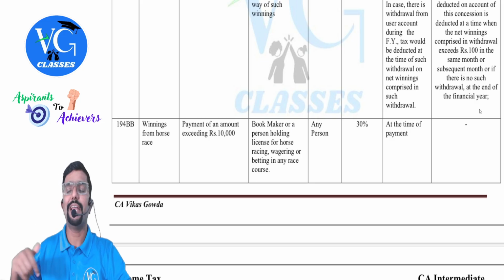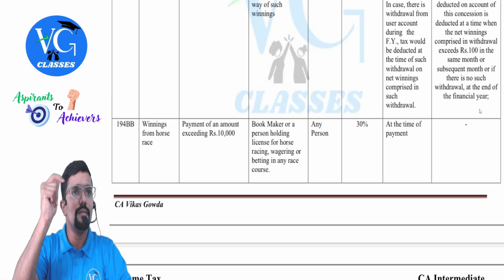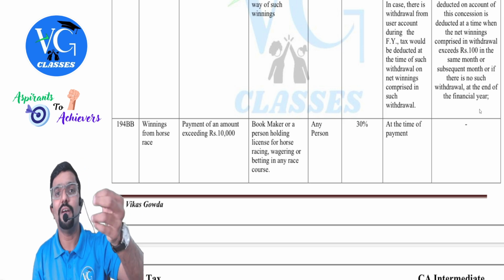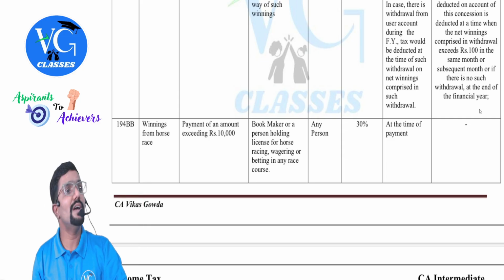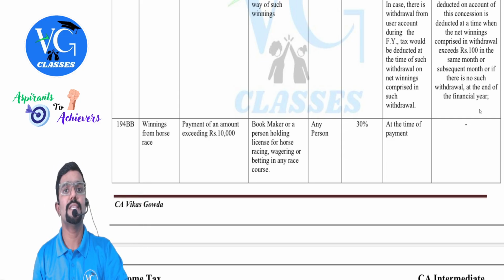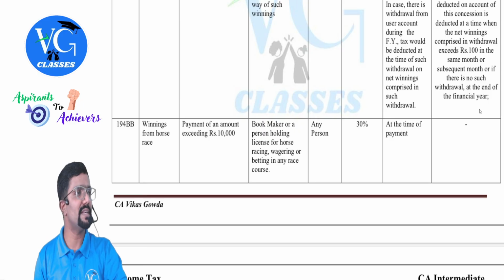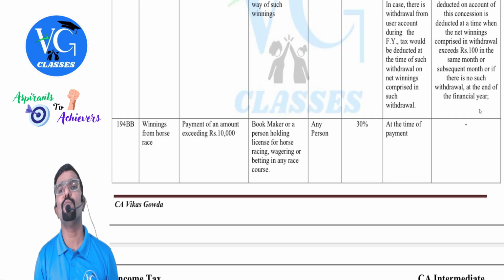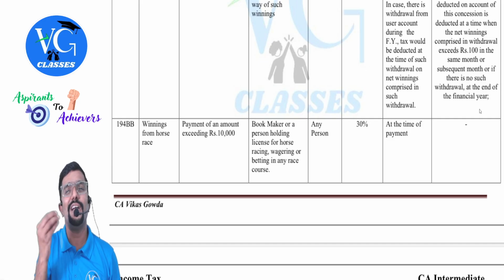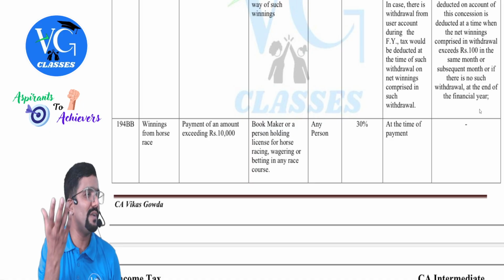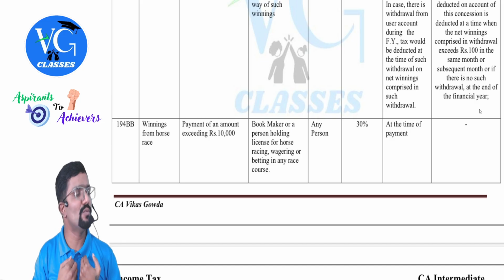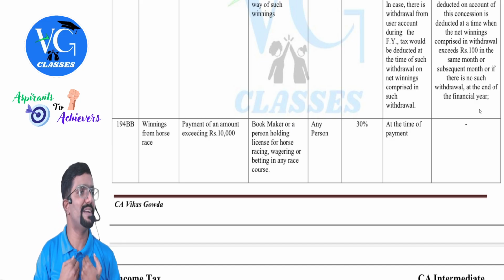Sir, I went and bet on a particular horse. By mistake, it won. So I won the money. In that case, the payer, who is the organizer, has to deduct TDS of how much? 30%. Only if he is paying more than 10,000. Sir, what if I have earned some small amount, 1,000 or 5,000? No TDS. If the amount which I have won is more than 10,000, TDS will be deducted by the payer.